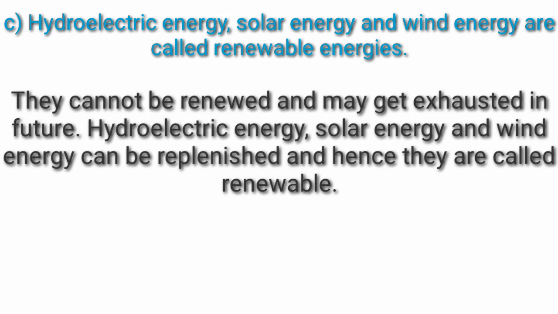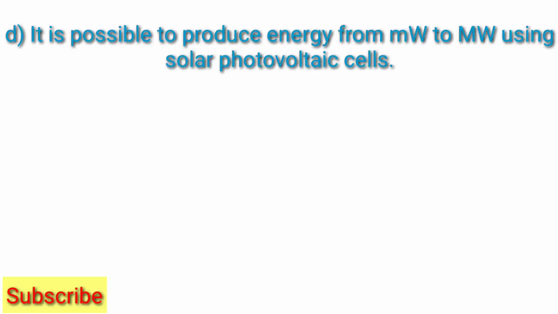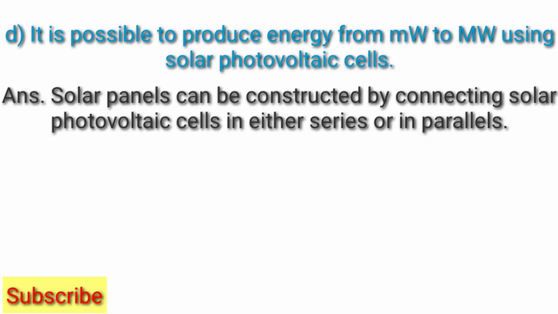Hydroelectric energy, solar energy, and wind energy can be replenished and hence they are called renewable. D. It is possible to produce energy from microwatt to megawatt using solar photovoltaic cells. Answer. Solar panels can be constructed by connecting solar photovoltaic cells in series, in parallel, or in both.